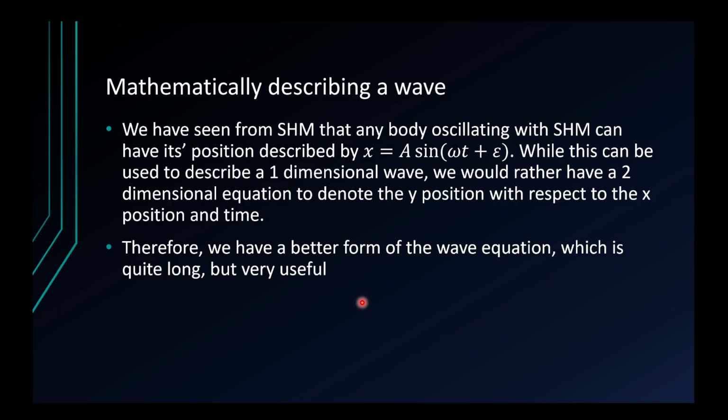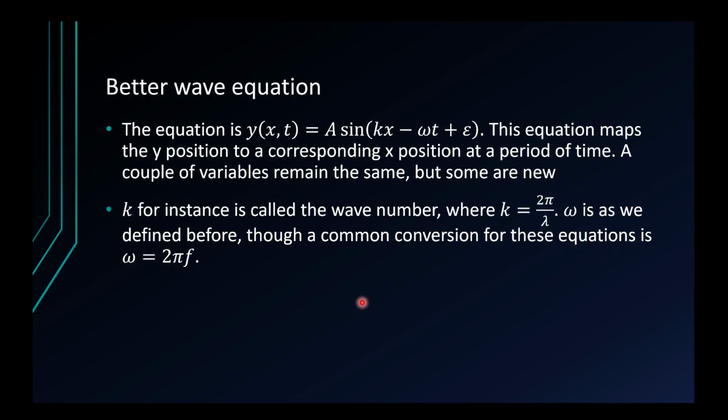So the equation that we're going to be using looks a bit like this. We have y, so the y position relative to the x position and time is a sine of kx minus omega t plus epsilon. So yeah, it maps the y position to an x position at some time t.